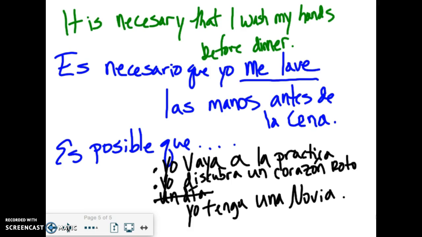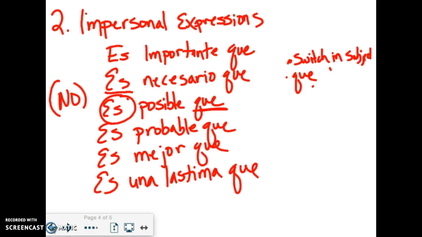Okay. So knowing what we know about why we use subjunctive, why are these subjunctive? Why would it be subjunctive to say es importante que, es necesario que, es posible que, es probable que, es mejor que, es una lástima que? Why would those be subjunctive? It's an unknown outcome. It's possible that. It's likely that. Right? It's a shame that. Doesn't mean it's true.